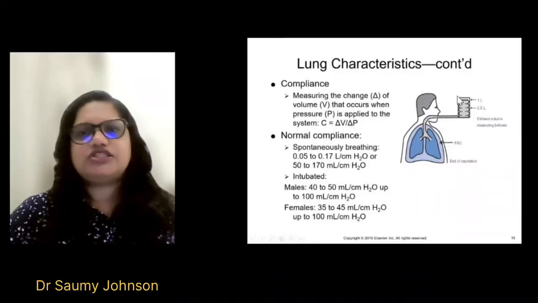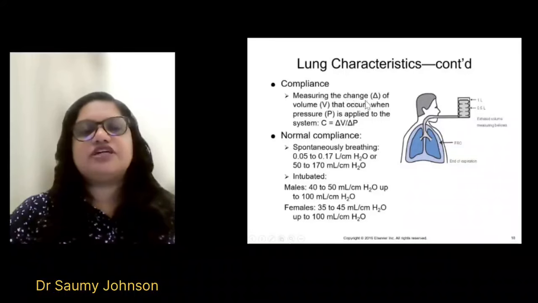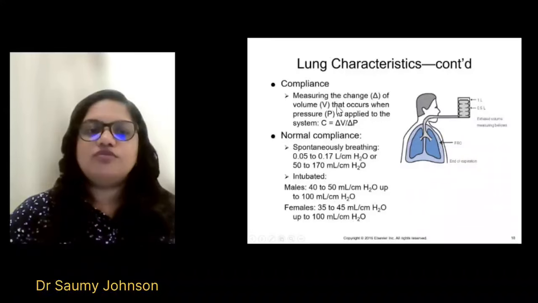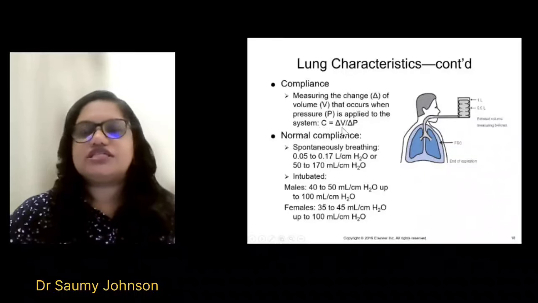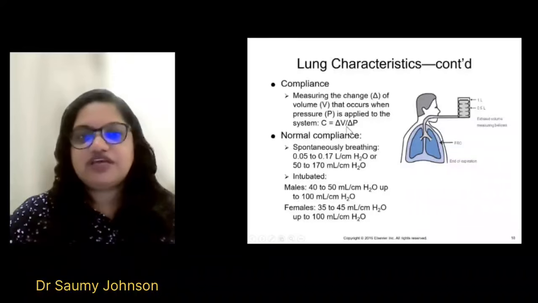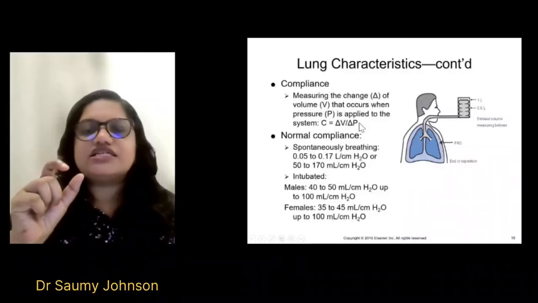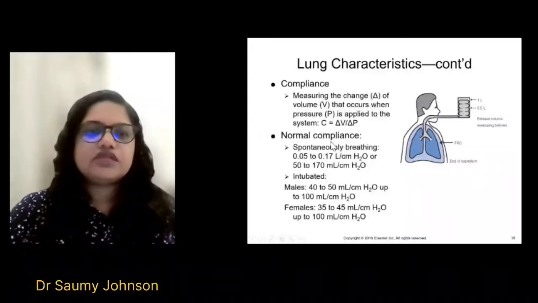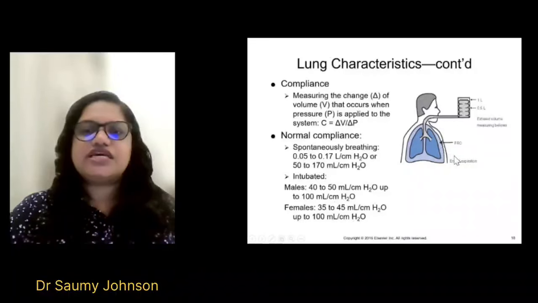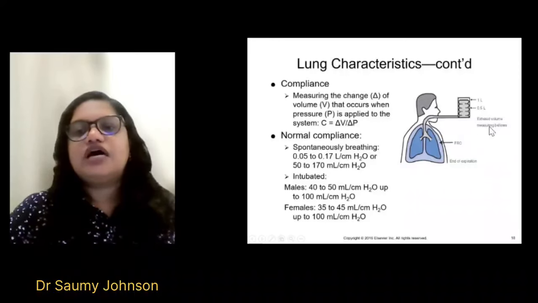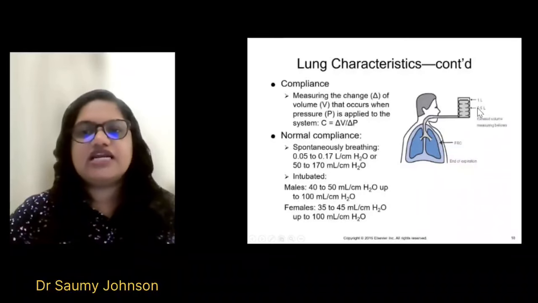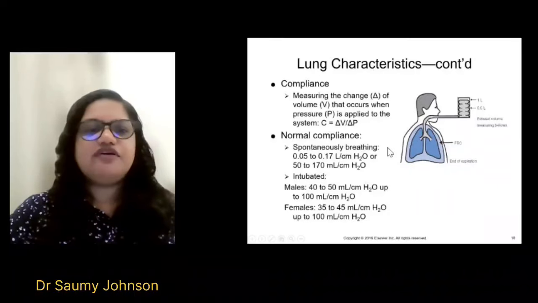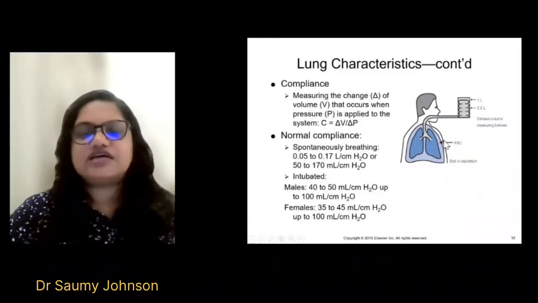As you see in this picture, compliance is the measurement of change of volume that occurs when pressure is applied to the system. So C is equal to delta V by delta P. Compliance is nothing but the change in volume per unit change in pressure. And as you see here, if you measure the exhaled volume in the bellows, and you see how much volume is exhaled, then we will know how much volume is coming out.